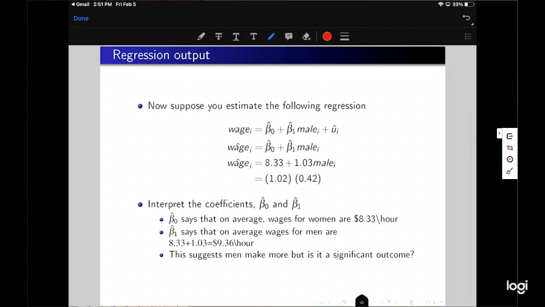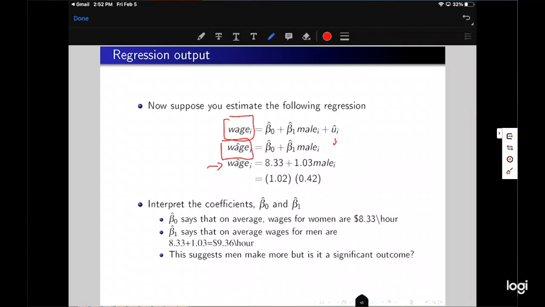Now suppose you estimate the following regression. I just wrote out several different ways to write your estimated regression line. You can write the actual data of wage for individual i is equal to beta hat 0 plus beta hat 1 times male_i plus u hat_i. Or you can write the regression line as the predicted wages, wage hat, equal to beta hat 0 plus beta hat 1 times male, but then you would have to leave off the error term here. And so our regression output gives us wage hat_i is equal to 8.33 plus 1.03 times male, with some standard errors. So let's interpret these coefficients.